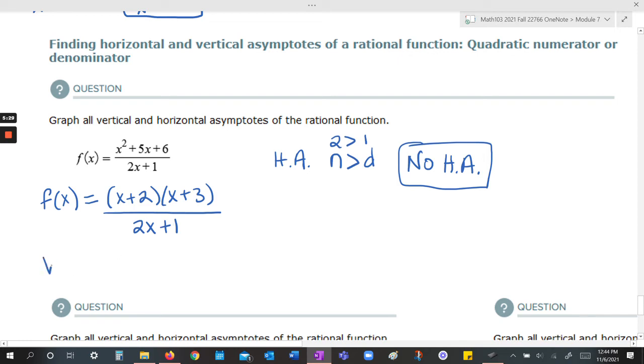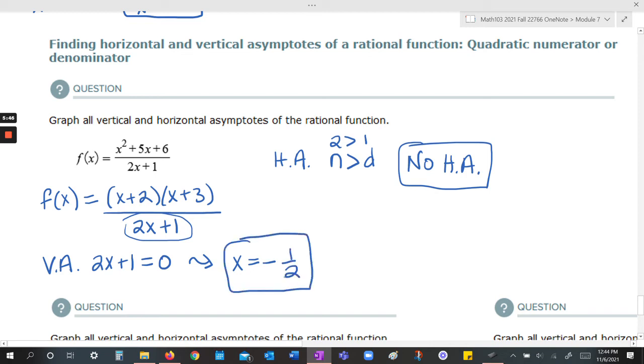So that means for my vertical asymptote, it is just going to be take the denominator, 2x plus 1, and set it equal to 0. And since that's a linear denominator, we're just going to get the single answer. Looks like negative 1 over 2. Negative x equals negative 1/2. So we get one vertical asymptote and no horizontal asymptotes.